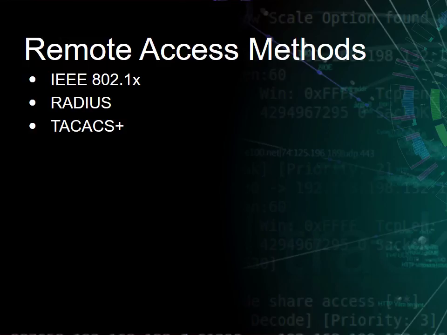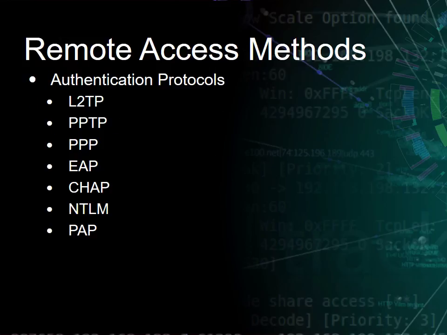The book goes into further detail on this, and I don't want to go into too much more detail on how the two protocols work. Just understand that TACACS uses TCP, and think of the T and the T, and Radius uses UDP. So the remote access methods section of the book also covers authentication protocols.